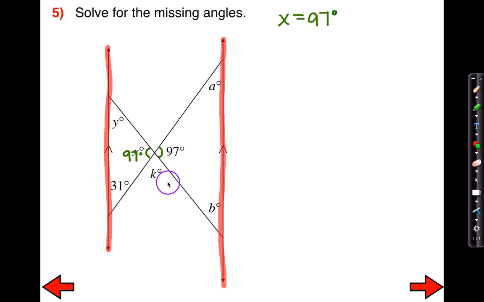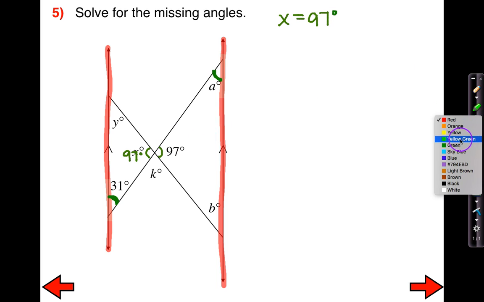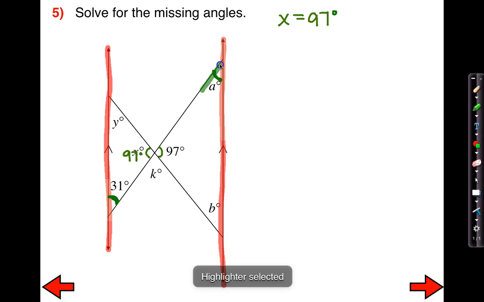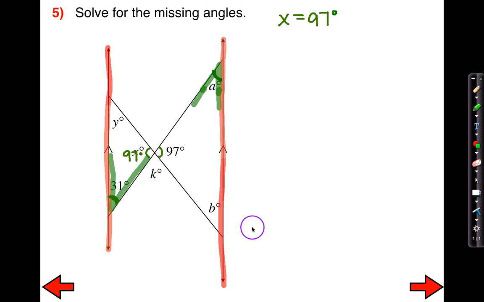Now, the one I find to be the most useful is going to be alternate interior angles. This alternate interior angle and this one are congruent. Let me just highlight it real quick so you can get a better idea of what angle I'm looking at. This angle here is congruent to this angle here. Why? Because the lines are parallel. So guess what? There's no calculations involved at all. Because this one's 31 degrees, I know A is also 31 degrees, because alternate interior angles are congruent. So here I'm going to say A is 31 degrees.